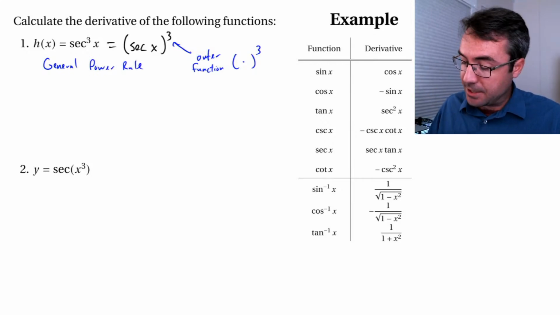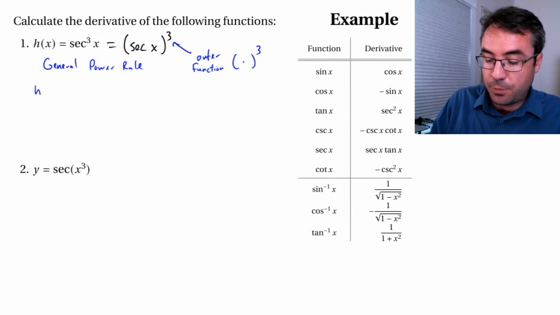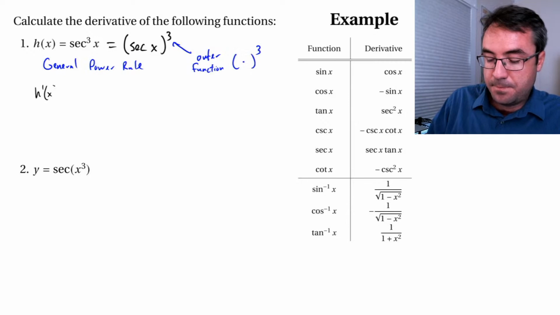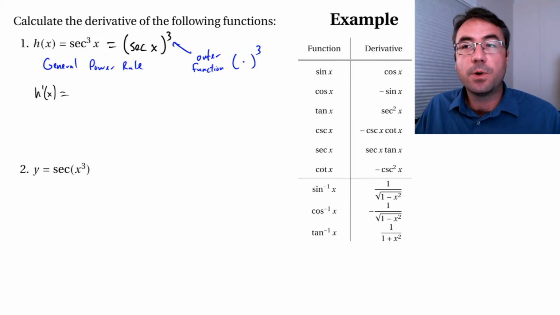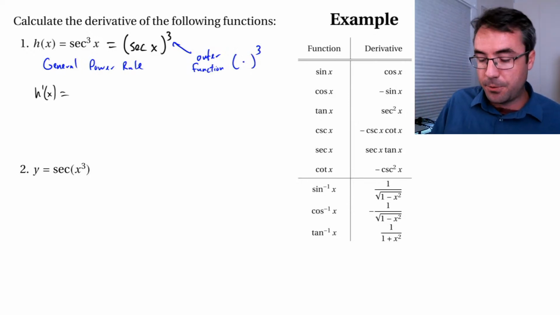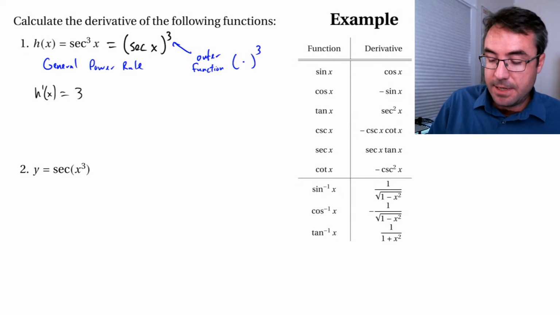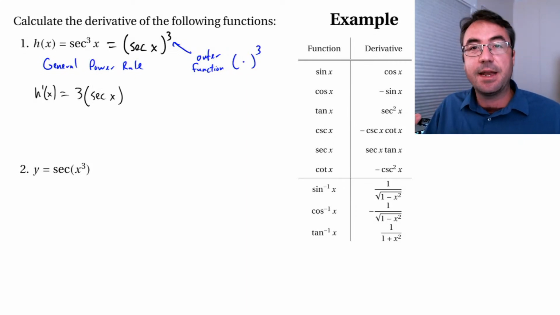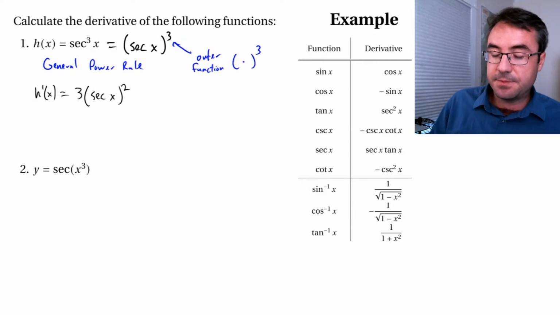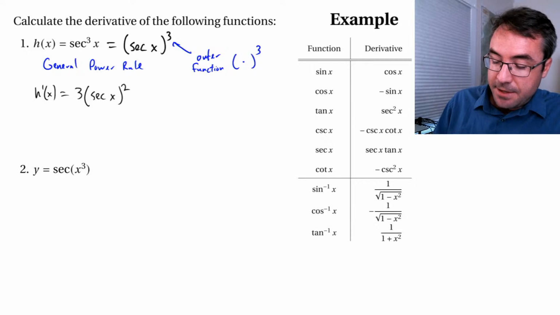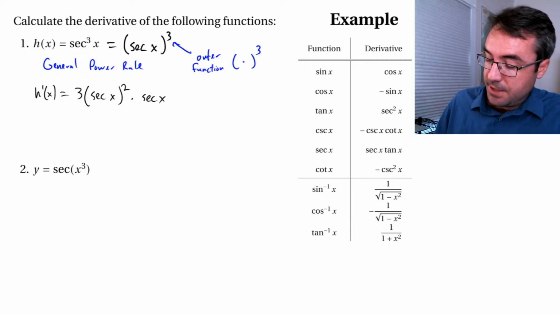All right, so let's see it in action. We're going to do h prime. So how does the general power rule work? Very similar to our original power rule. We bring down the exponent, which in this case is 3, put it in front, keep everything inside the parentheses exactly the same. So we'll keep it as secant x. Subtract 1 in the exponent, so that brings us down to a power of 2. And then we take the term that's inside the parentheses and we multiply by its derivative.